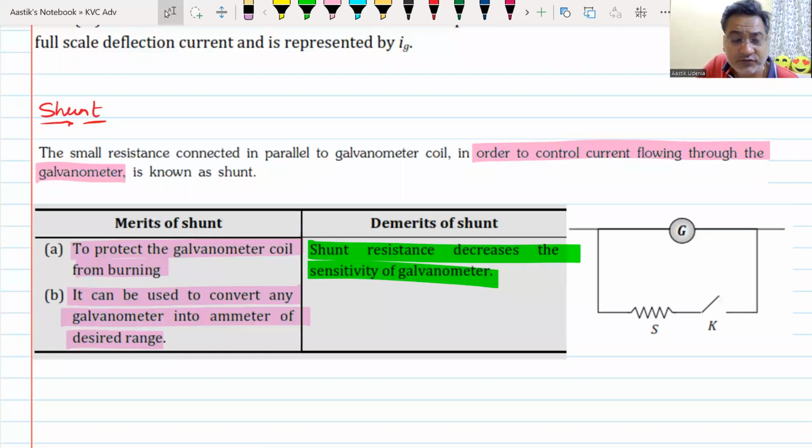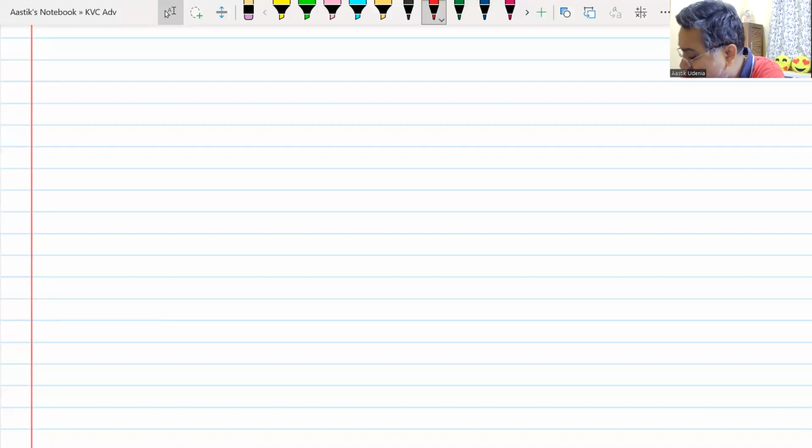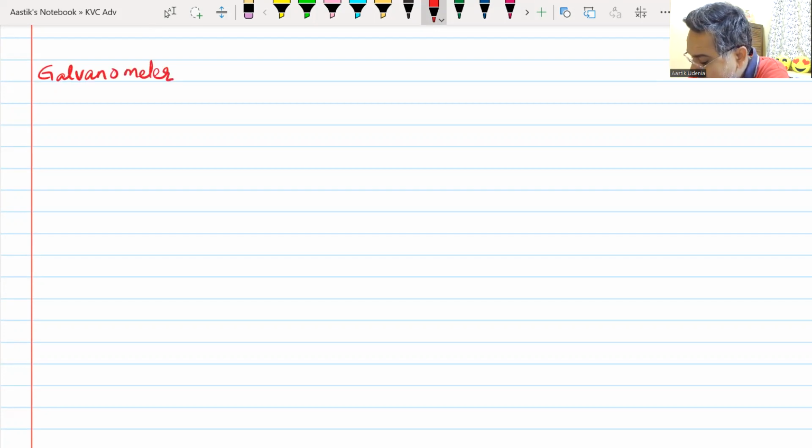Now, what we are going to see is the conversion of a galvanometer into various devices, starting with the galvanometer into an ammeter. What do we mean by that? An ammeter is a device that is used to measure current. A galvanometer is also a device which is used to measure current. Why do I need to convert it? Remember, a galvanometer is very sensitive. It can measure very small values of current, but it cannot measure large values of current because it will go boom.